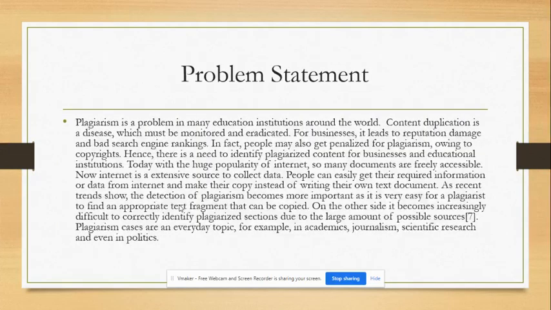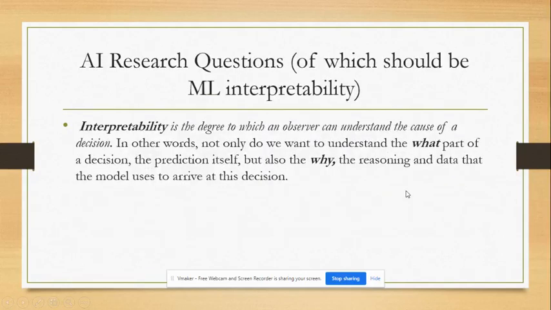Plagiarism is a problem in many education institutions around the world. Content duplication is a disease, as we talked about earlier. So this is one of the problem assessments, as we see here: now the internet is an expansive source to collect data. People can easily get their required information from the internet and make their copy instead of writing their own text document. So this is one of the problem statements.